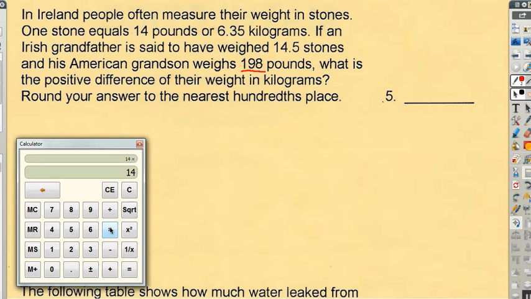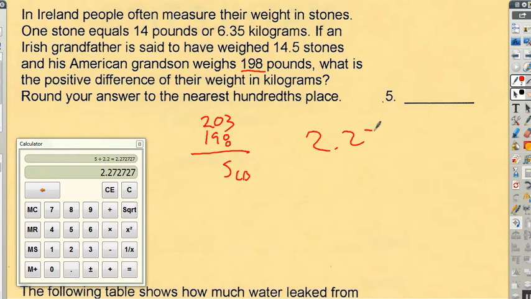14 pounds per stone, and he was what, 14.5 stones. So that means his grandfather was 203 pounds. Mike is 198 for a difference of 5 pounds. Right? And so what is 5 pounds in kilograms? Well, a kilogram is 2.2 pounds. So you do 5 divided by 2.2, and I get 2.27. And so that's the answer I got.